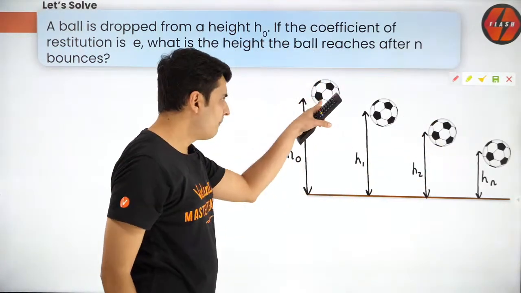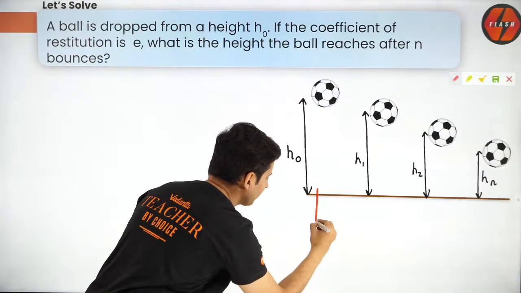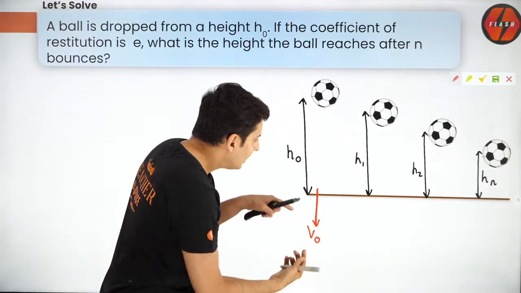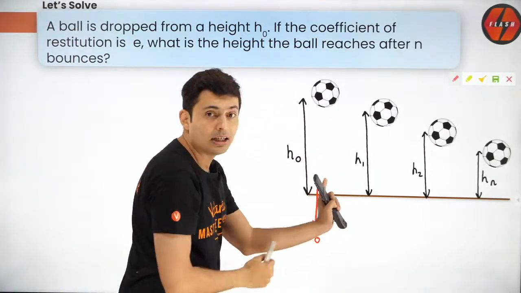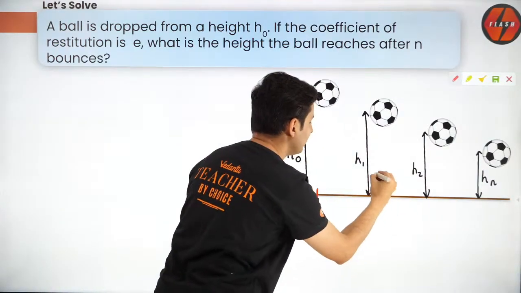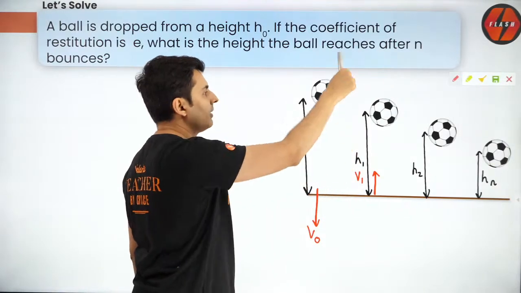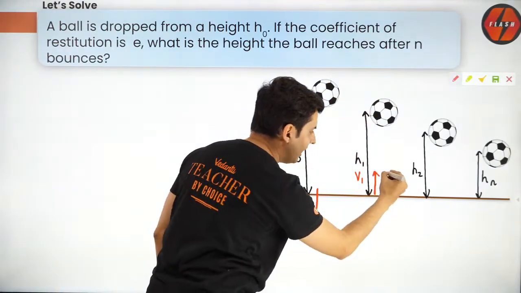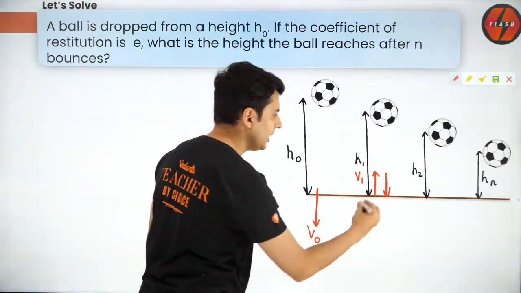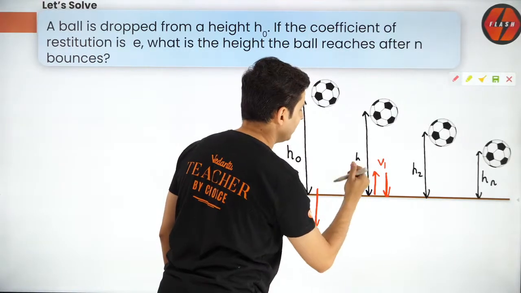See, when the ball first time hits the ground, it will hit the ground with velocity v0, correct? As soon as it collides, it will lose some energy and it will rebound with some lesser speed. Let's say v1. It will go up, stop, come down, and it will again come down with the same speed v1. So the speed will be again v1 only over here, both the times. I hope it is clear.